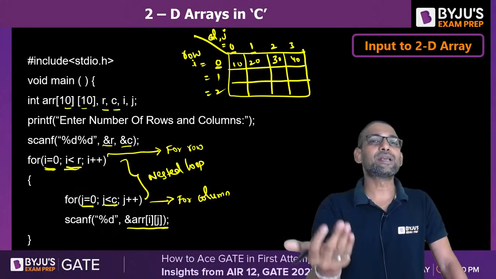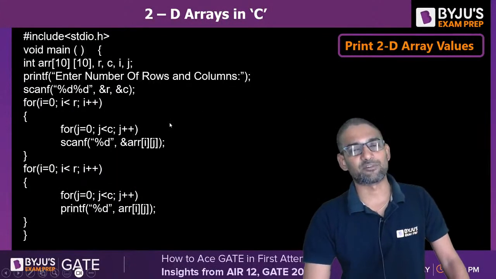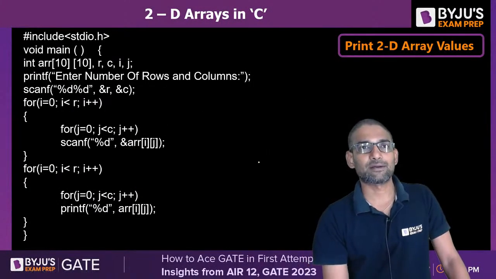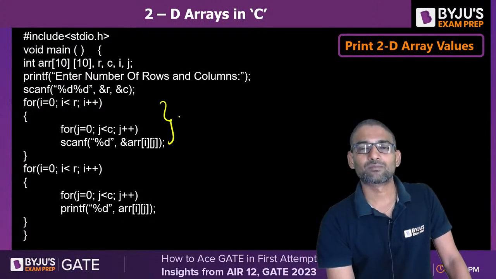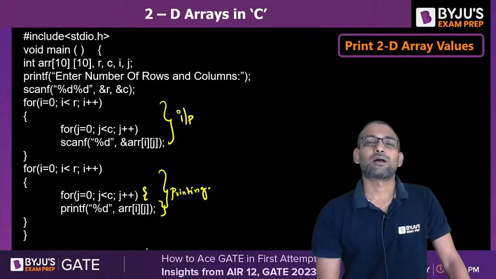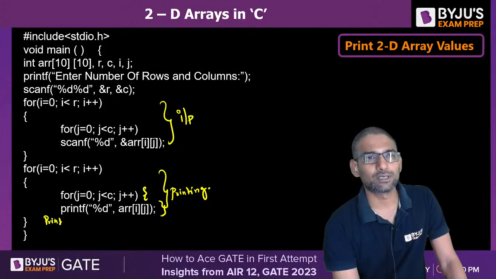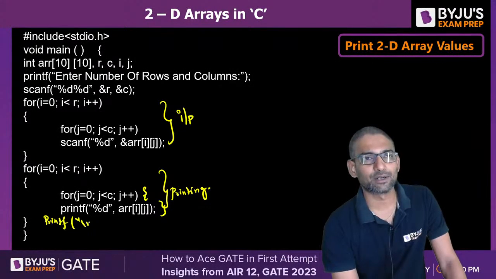Now printing is also in the same way. First I have taken the input. This is for the input purpose and this is for the printing purpose. Here once I print one row, I want to print in the new line.